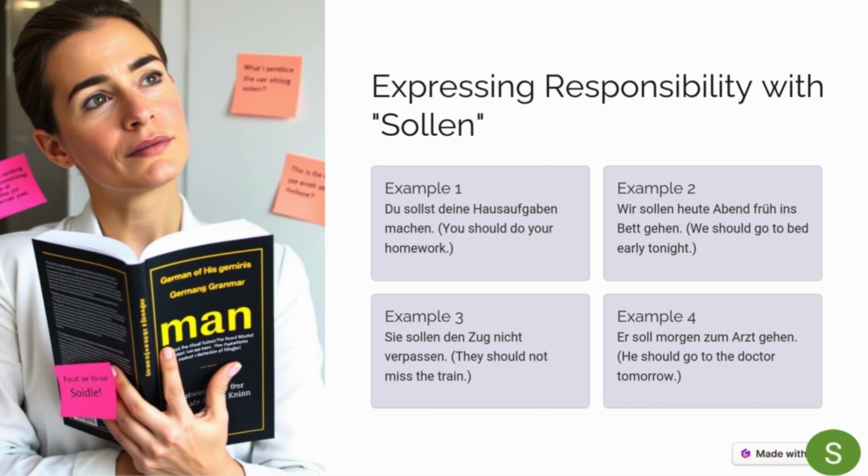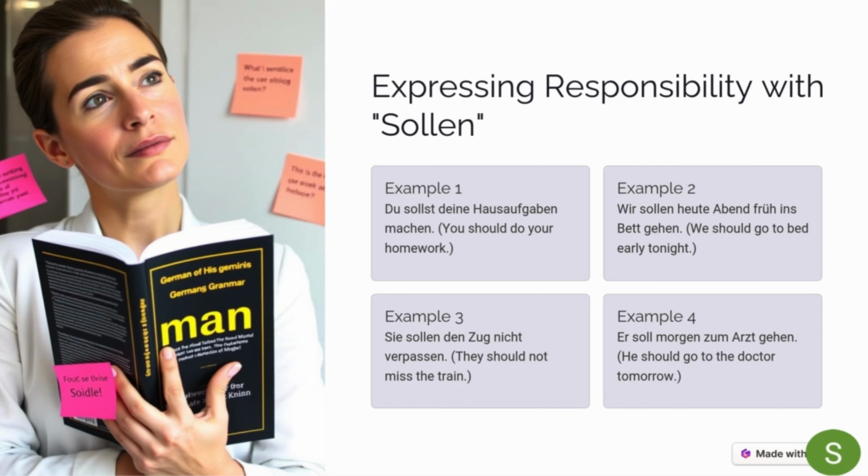The second example, wir sollen heute Abend früh ins Bett gehen. We should go to bed early tonight. We ought to go. We are supposed to. You can see the examples and the expression of sollen. Example 3. Sie sollen den Zug nicht verpassen. They should not miss the train. They ought not to miss the train. They are not supposed to miss the train. You can see the expressions of sollen.